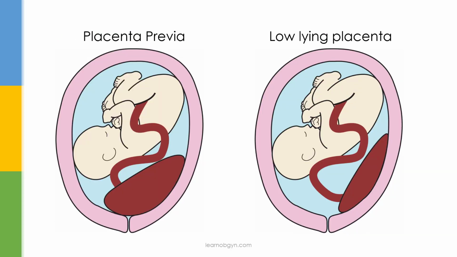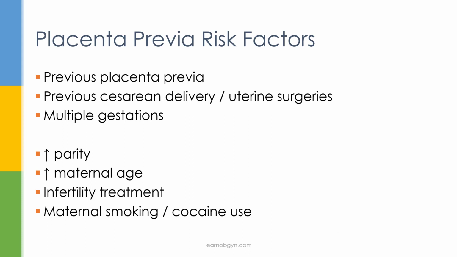Here's another picture to help differentiate between a placenta previa and a low-lying placenta. So the placenta previa, the placenta is touching the internal os. But with a low-lying placenta, the placenta's edge is within at least 2 centimeters of the internal os, but it is not touching it. The risk factors for placenta previa and a low-lying placenta are the same.